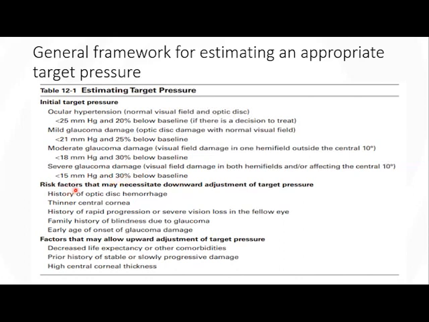There are some risk factors that require downward adjustment of the target pressure, like history of optic disc hemorrhage, thinner central cornea, history of rapid progression or severe vision loss in the fellow eye, family history of blindness due to glaucoma, and early age of onset of glaucoma damage. And factors that may allow upward adjustment of target pressure: decreased life expectancy or other comorbidities, prior history of stable or slowly progressive damage, and higher central corneal thickness.